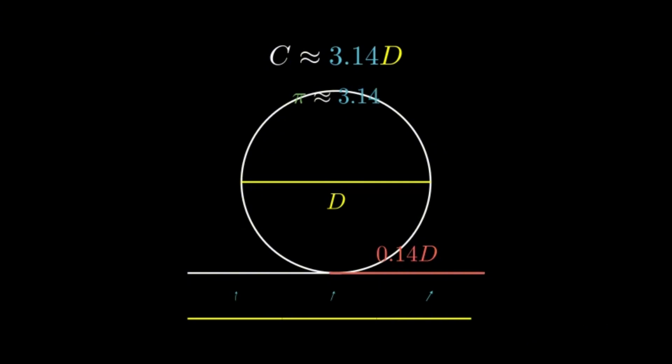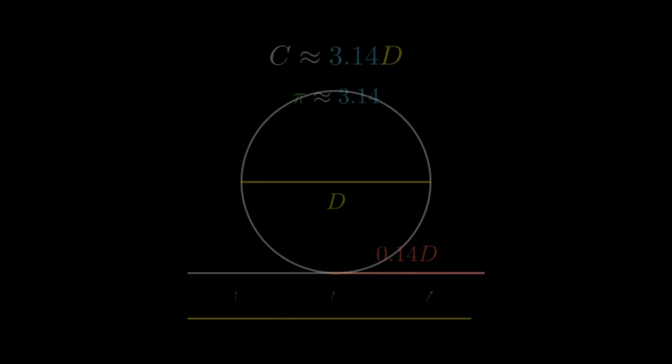Pi is approximately 3.14, though its decimal representation never ends or repeats. This irrational number is one of the most important constants in mathematics, appearing in countless formulas beyond just circle measurements. Our unwrapping demonstration gives us geometric intuition for why pi exists. It's not just an arbitrary number, it's the natural relationship between a circle's diameter and its circumference.